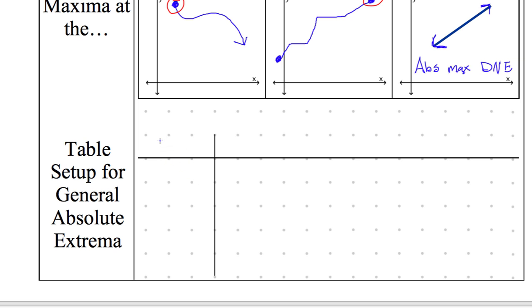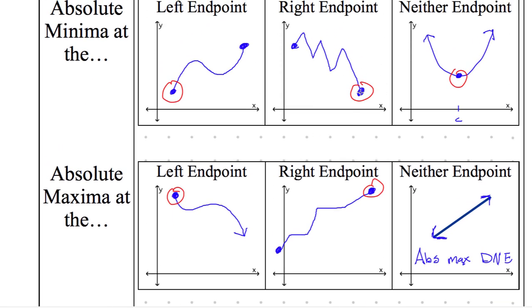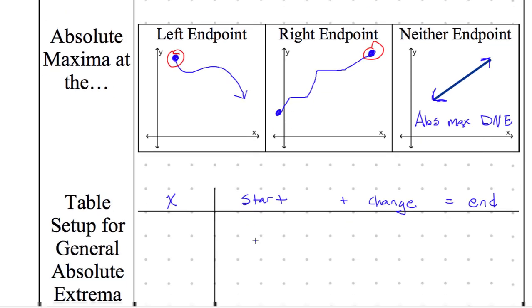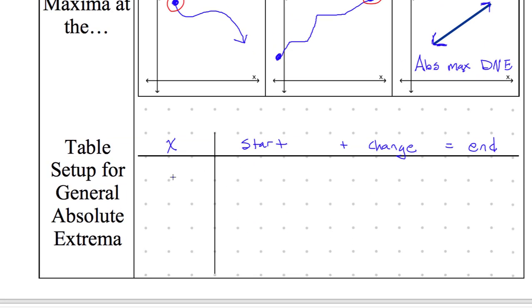So my general table setup, again, is I'm going to look at my x or t values. I'm going to say my x values for this case. Let's assume that our function is with respect to x, and you're going to do start plus change is going to be equal to the end. All right, and this is really the key part of this lesson again, is reviewing what are the x values that I have to check. Where can a maximum or minimum occur? And look at your tables. Where did the maximum and minimum occur? At the left endpoint, the right, or neither.